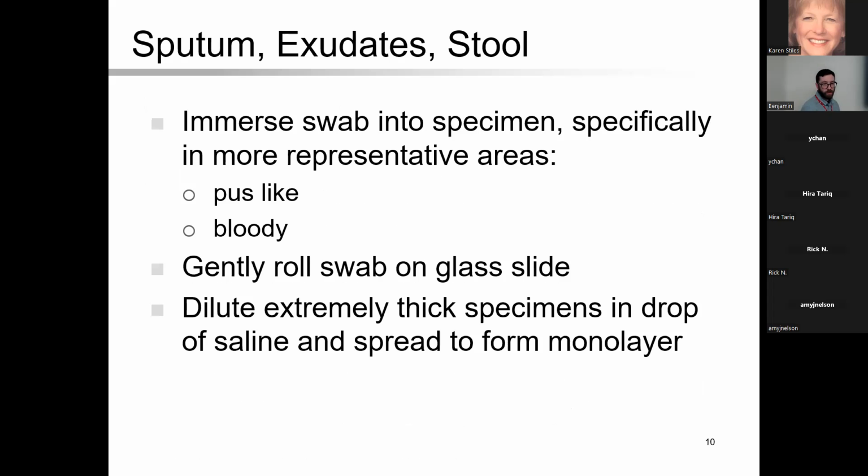And then this is just like the wound swabs that we just received. But when you're looking at that sputum sample, you really want to search out the areas of the sample that look like they're more infected. You want to look for the pussy specimens and the bloody specimens. And then again, you're going to roll that onto the glass slide. And then you can even dilute extremely thick specimens with a drop of saline.